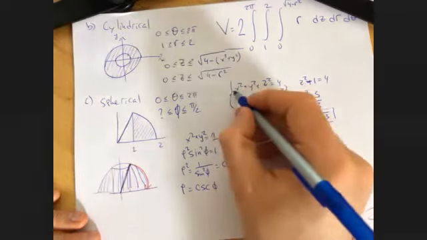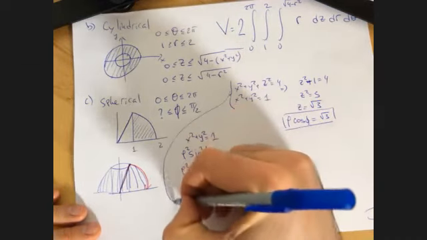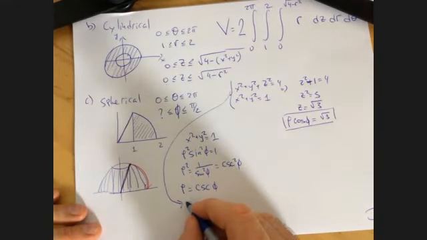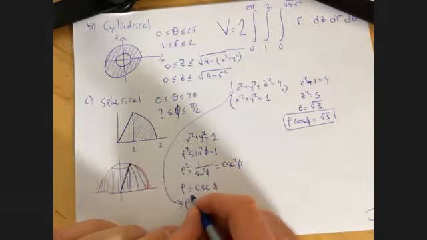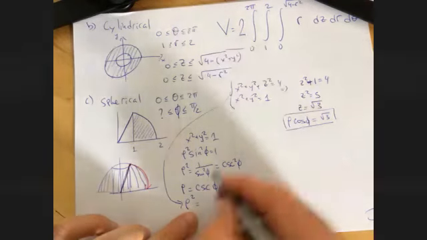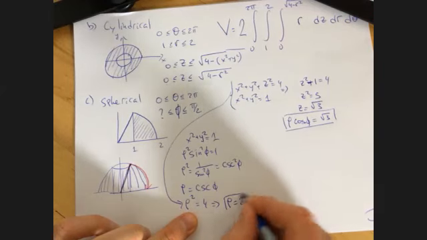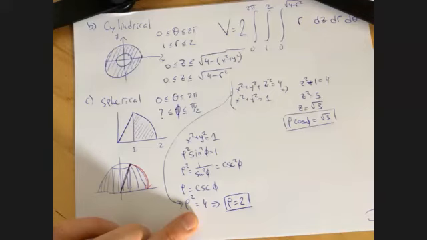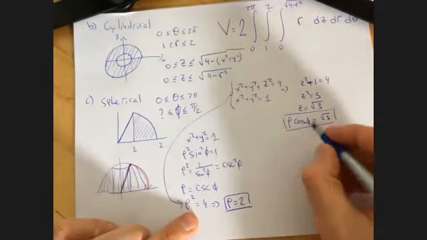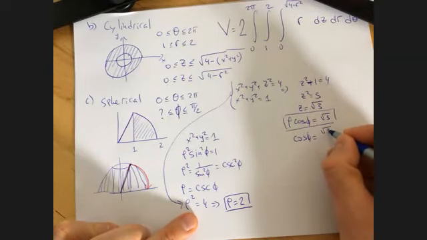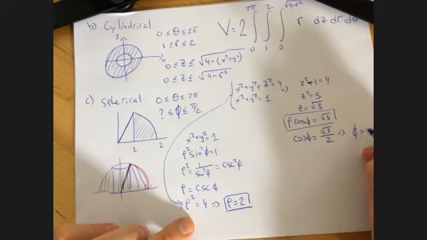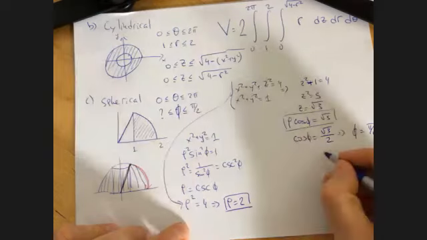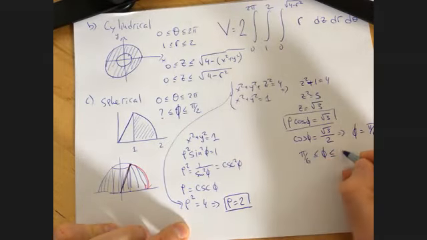But from this equation here, what do we have? We have that rho squared is equal to 4, which implies that rho is equal to 2. Okay? So if you come back here, you have that cosine of phi is equal to square root of 3 over 2, and that implies that phi is equal to pi over 6. That's true. So phi starts at pi over 6 and then finishes at pi over 2.